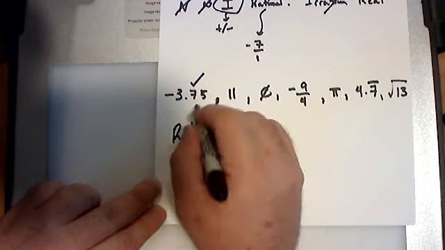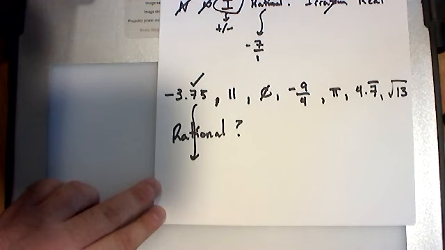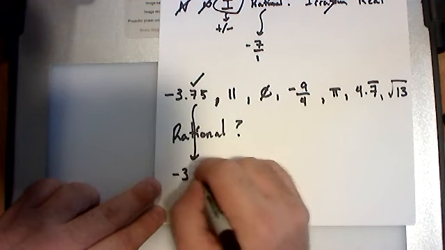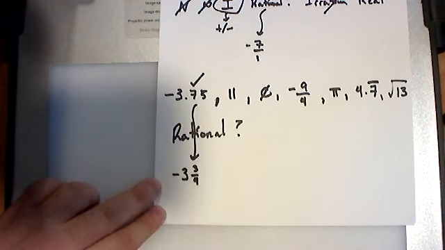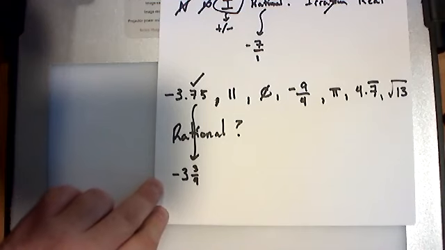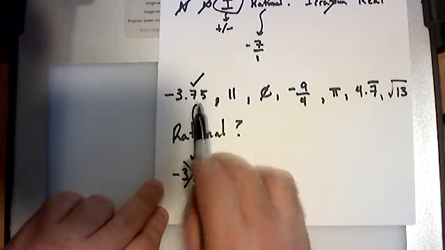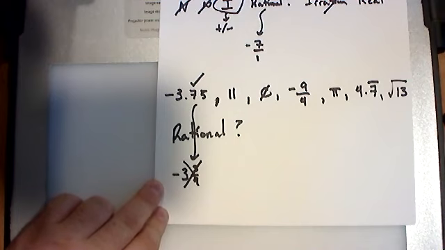It's also rational, and again, this part may be more than you're comfortable with right now, because you can write it as a fraction. That also makes it rational. But again, I'm not asking you to do that. So this one's rational because it's a decimal that ended. And we said if they end or repeat, they are rational.